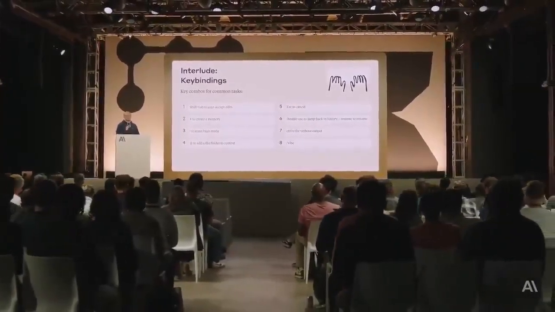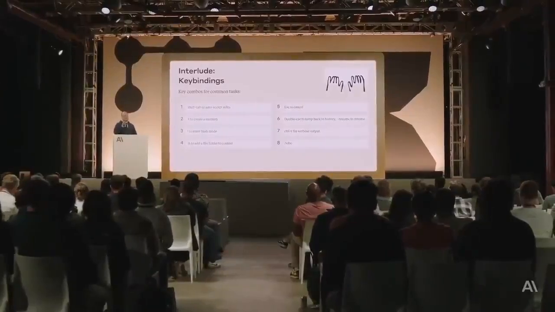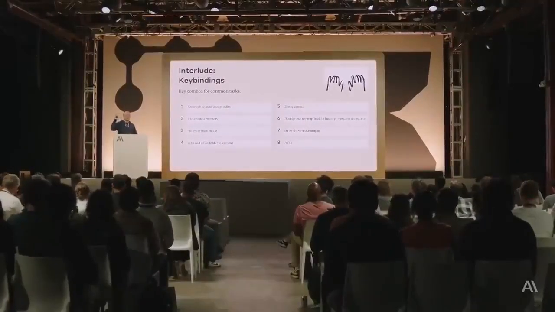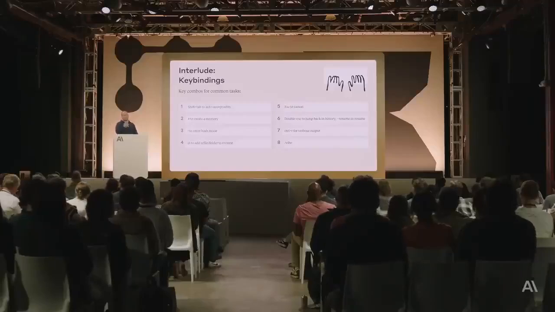So maybe Claude is doing a file edit. I'll hit escape. I'll tell it what to do differently. Or maybe it suggested a 20-line edit, and I'm like, actually, 19 of these lines look perfect, but one line you should change. I'll hit escape, I'll tell it that, and then I'll tell it to redo the edit.